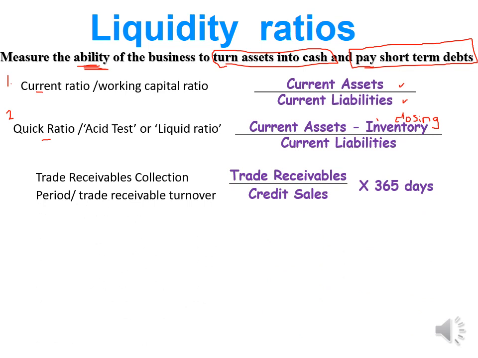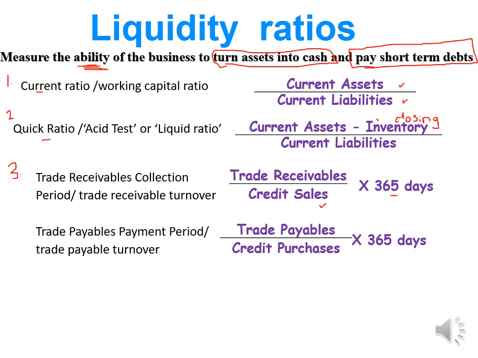Third one, trade receivable collection period. Another name for it is trade receivable turnover. Sometimes the question will use this name. The formula is trade receivable over credit sales. The question must give a credit sales figure, then times 365 days. 365 is for 1 year. Even though this is a leap year, in accounts there's no leap year, we will follow 365 days. So trade receivable over credit sales times 365, we get trade receivable collection period.